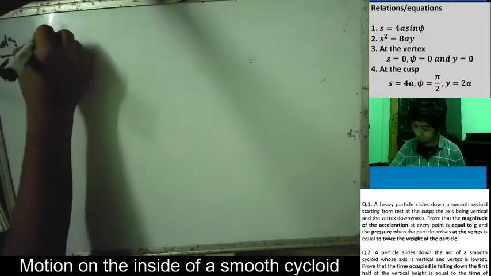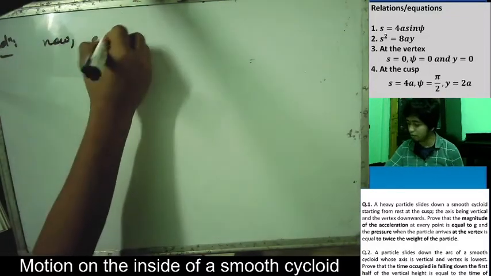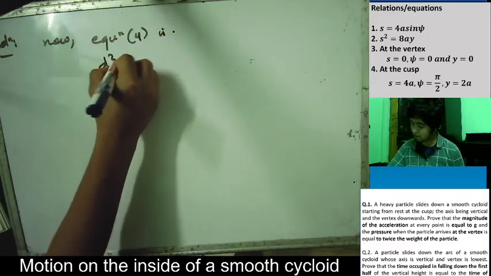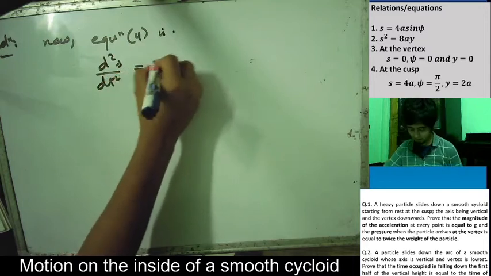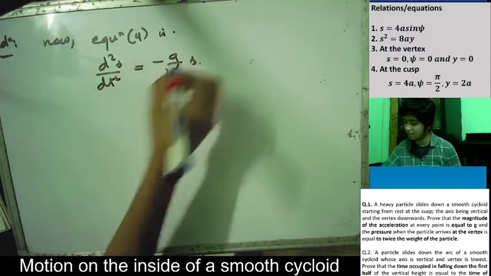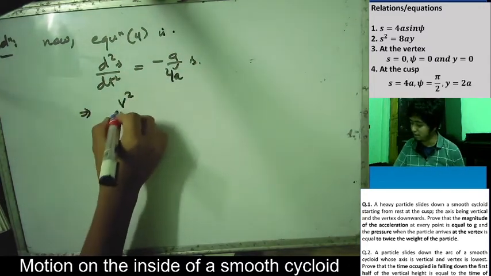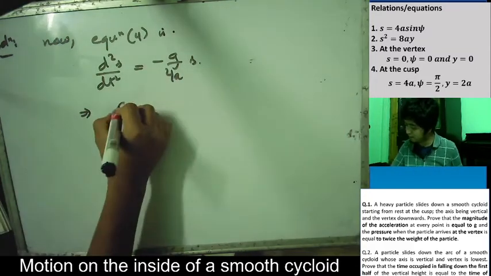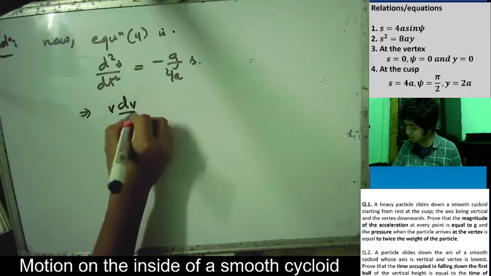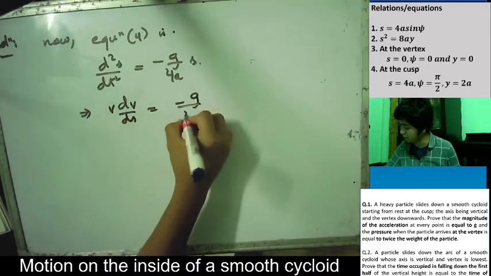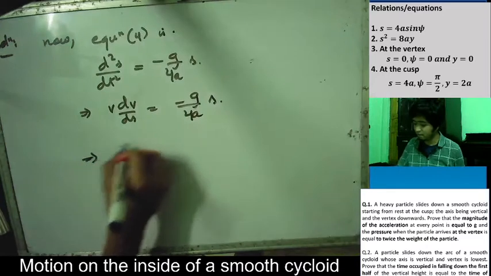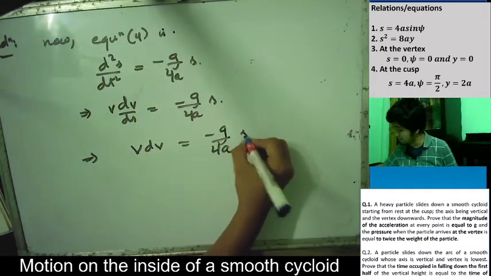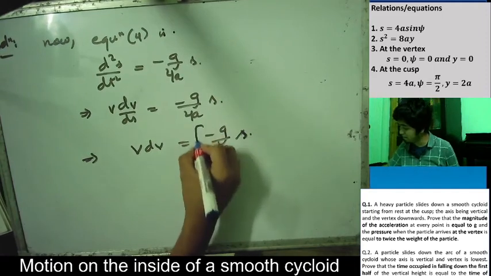Now, equation 4 is d2s/dt square equals minus g by 4a s. Again, this one we can write as v dv/ds equals minus g upon 4a s. We can integrate. The steps, as you can see, are similar. We can integrate them.